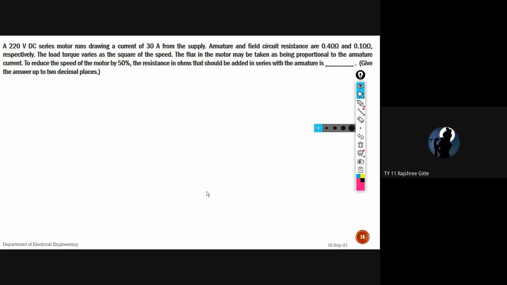A 220-volt DC series motor runs drawing a current of 30 ampere from the supply. Armature and field circuit resistance are 0.4 ohm and 0.1 ohm respectively. The load torque varies as the square of the speed. The flux in the motor may be taken as being proportional to the armature current. To reduce the speed of the motor by 50%, the resistance in ohm that should be added in series with the armature is dash. Okay, good one.